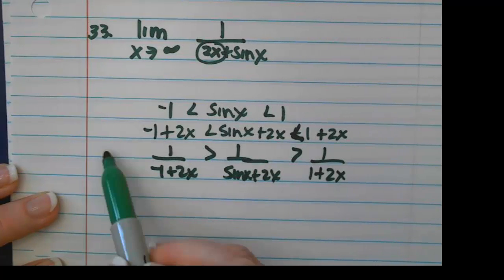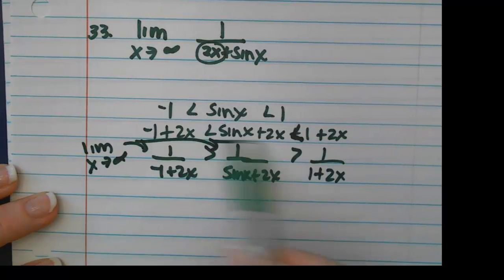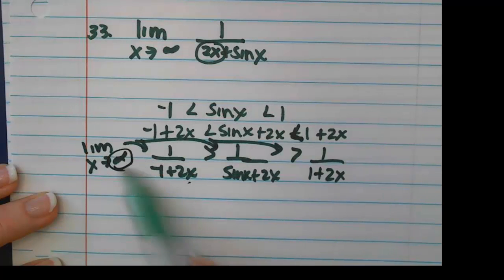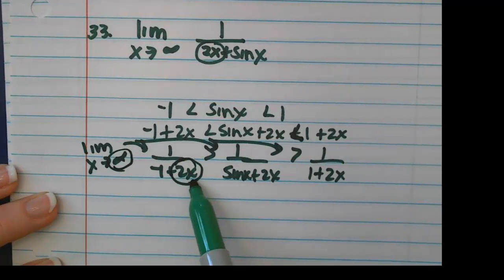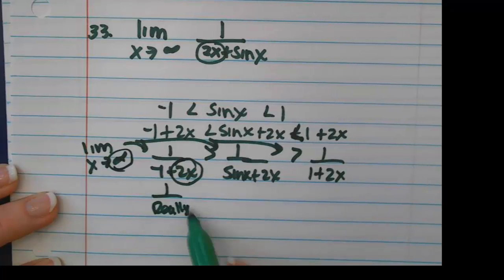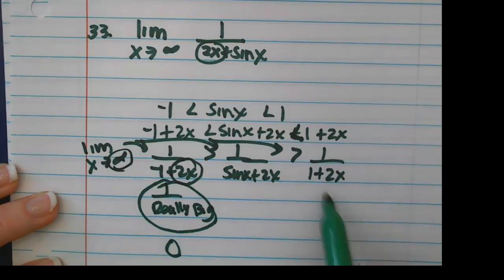So again, let's think about this, friends. If I'm going to take each of their limits as x approaches infinity, so I'm going to do that with all three. If I am taking 2 plus some really, really, really big number, and then I just subtract 1. Well, this is 1 over some really big number, because if it's a really big number, subtracting 1 is still going to make it really big. So this limit as x approaches infinity is approaching 0.